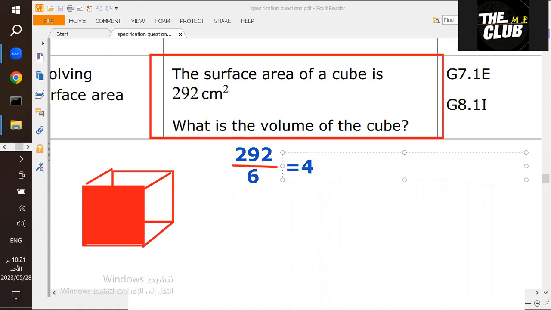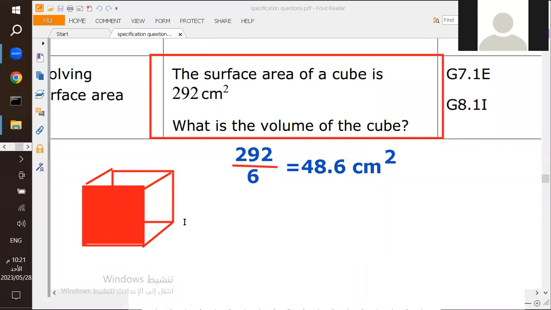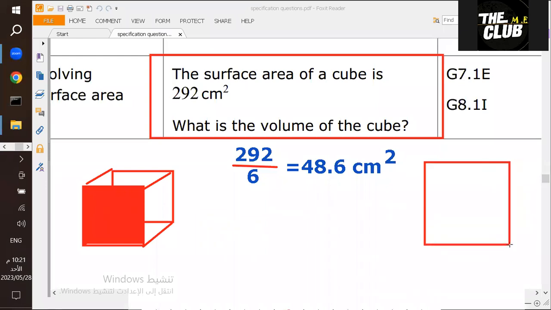48.6, right? So 48. Good. Centimeter. Now this is an area, still an area, right? So it's going to be centimeter square. Now, what's 48.6? It's the area of this box, or the square, I'm sorry. Now, how can I find the length of the square? If the area of the square is 48.6, how can I find the length?